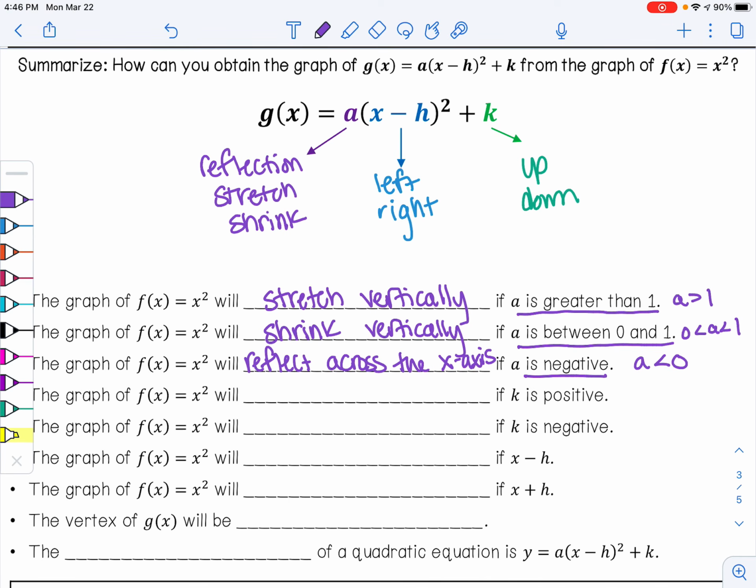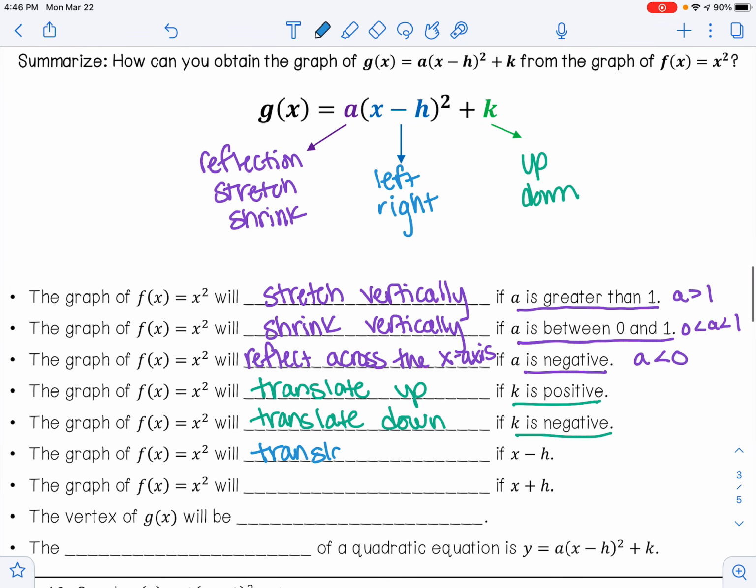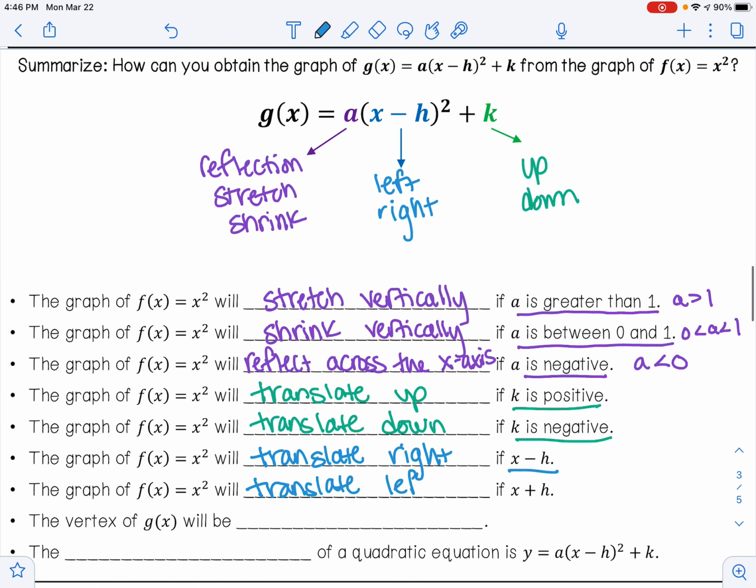The graph of f of x equals x squared will translate up, so move up, if k is positive, and it will translate down if k is negative. The graph of f of x equals x squared will translate right if you have x minus h, and it will translate left if you have x plus h.